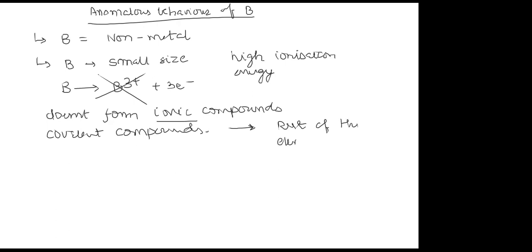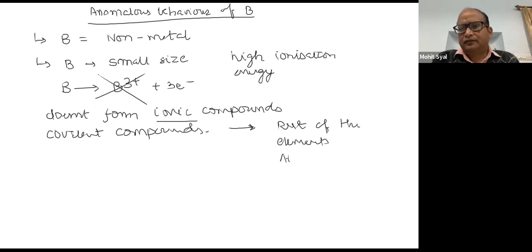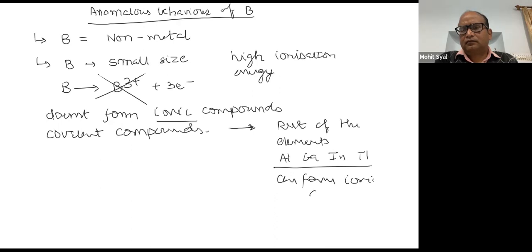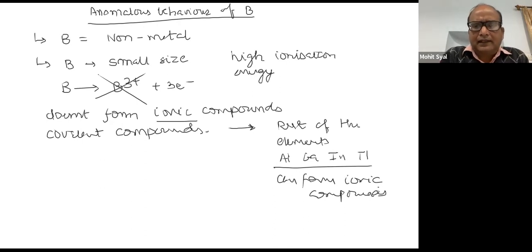The rest of the elements, aluminium, gallium, indium, thallium, can form ionic compounds. Okay, and what else? What could be the other anomalous behavior of boron? Tell me.